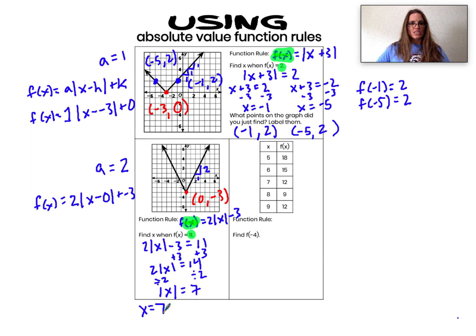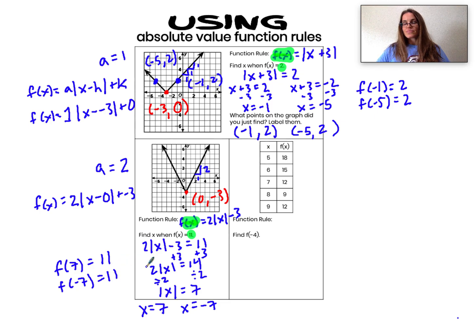One solution is x equals 7, since the absolute value of 7 is 7. The other possible x value is -7. The absolute value of -7 is also 7. My answer then is that with an input of 7 into the function f, my output is 11. It's also the case that an input of -7 gives me an output of 11.